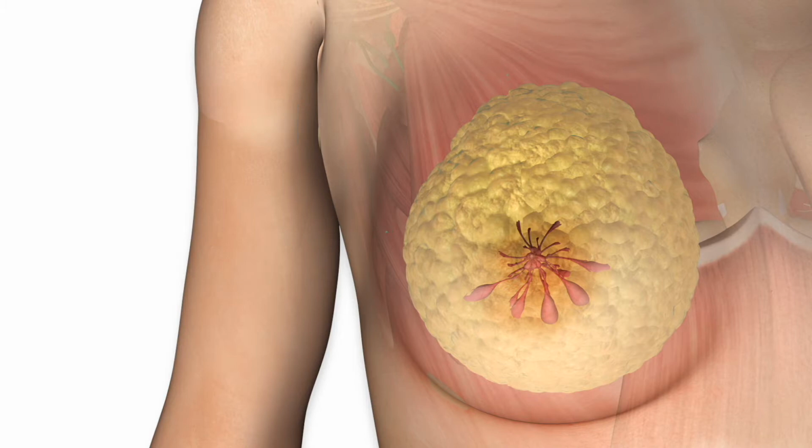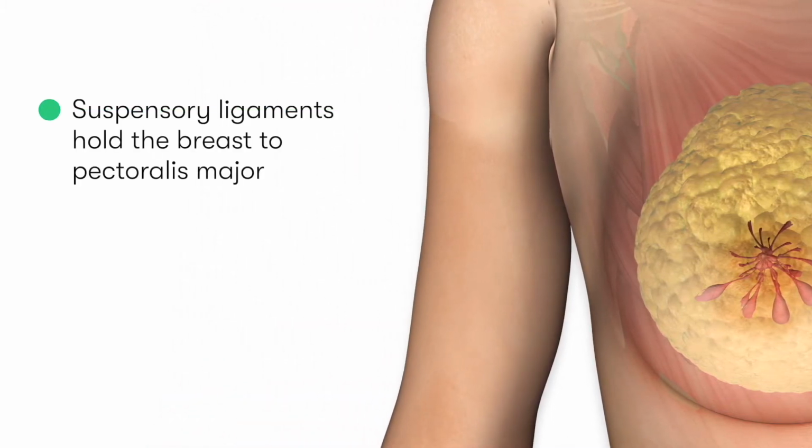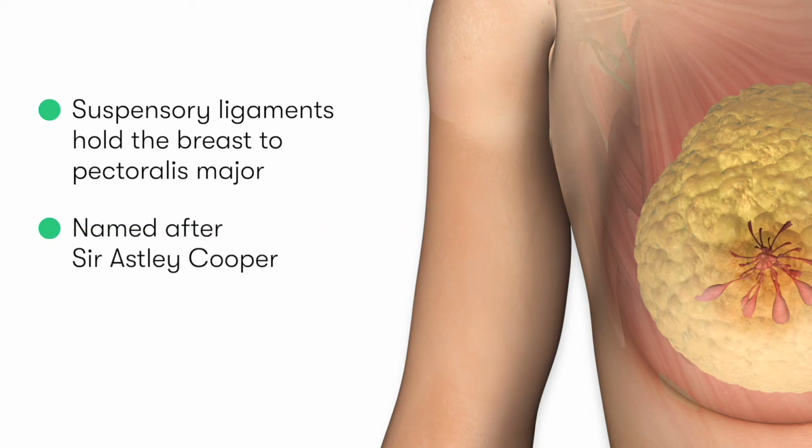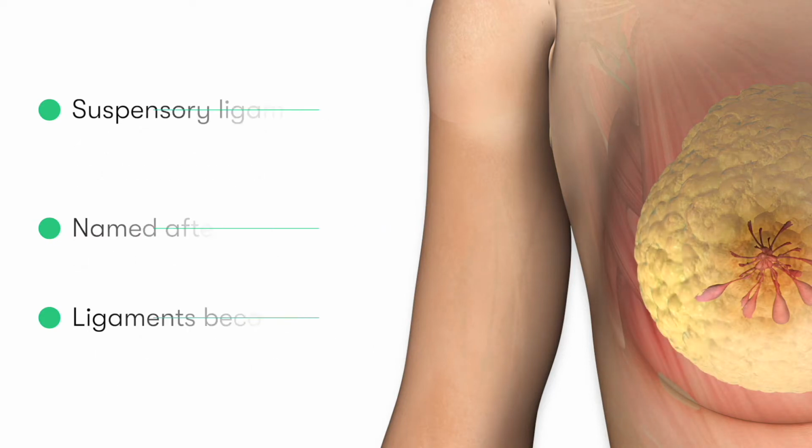The breast is anchored to the pectoralis major muscle by suspensory ligaments that are named after the famous English surgeon and anatomist, Sir Astley Cooper. And in fact, these suspensory ligaments of Cooper become more loose and stretch with increasing age, and this is a significant contributing factor to the breast becoming ptotic or low-hanging as the patient gets older.